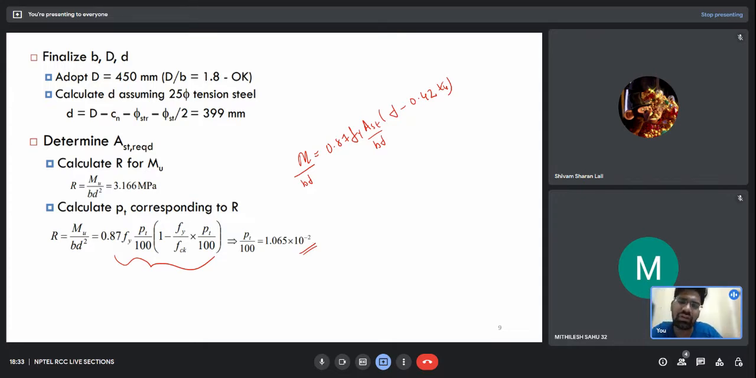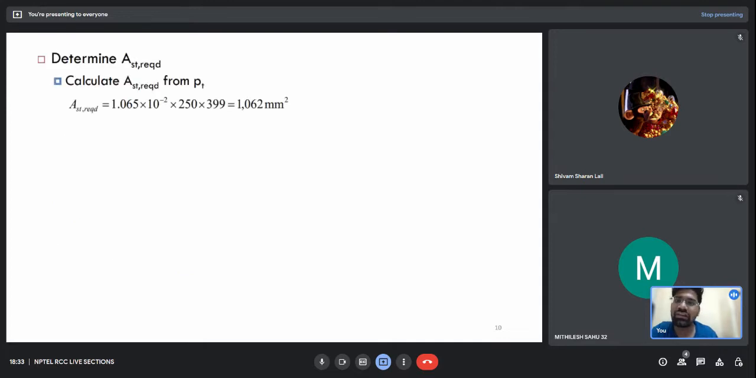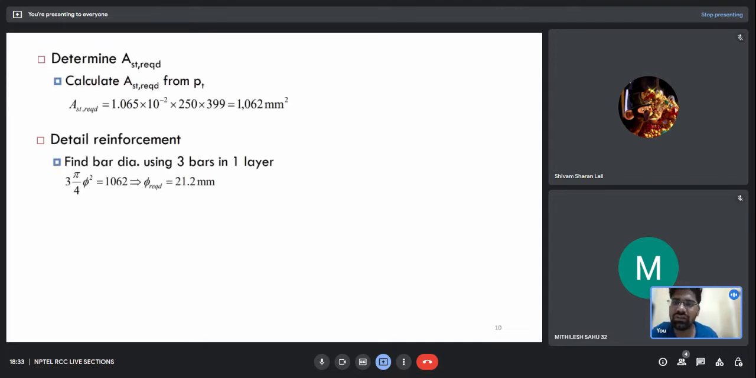Or there is no need to calculate the percentage of steel, just directly calculate the area of bar from this formula. And from that area of bar, since we have assumed the diameter of bars in the tensile zone as 25 mm, we can calculate the number of bars. So this is the area of steel.